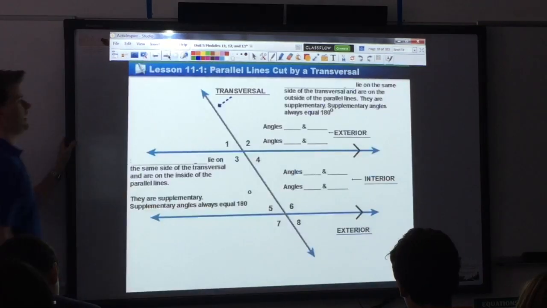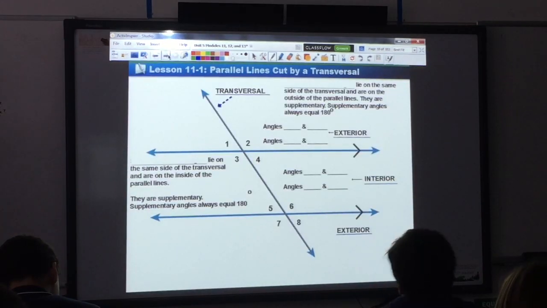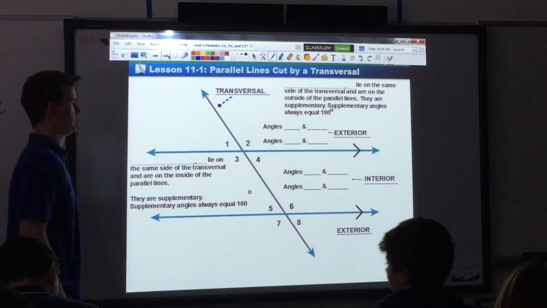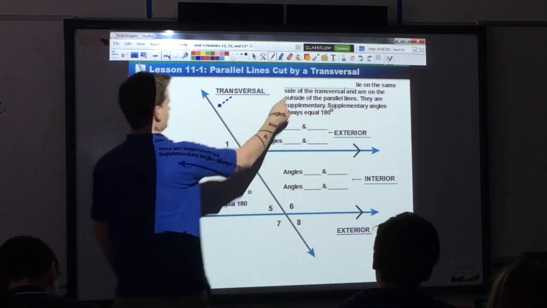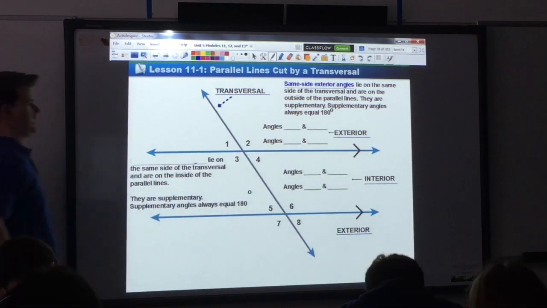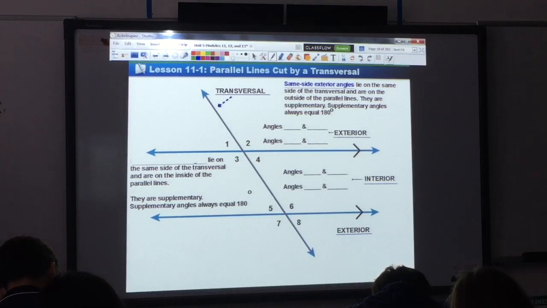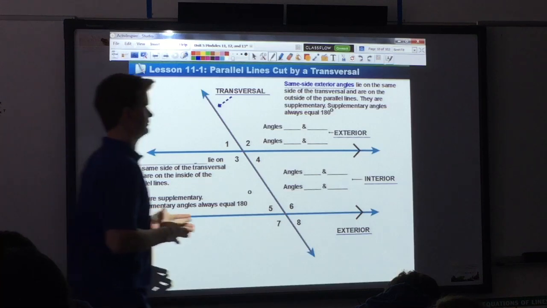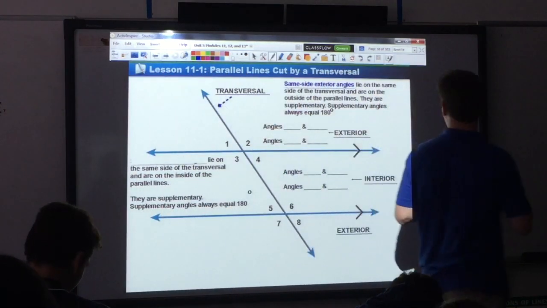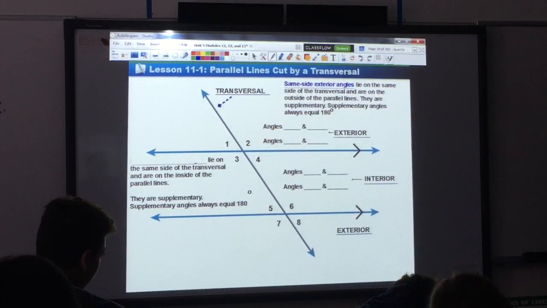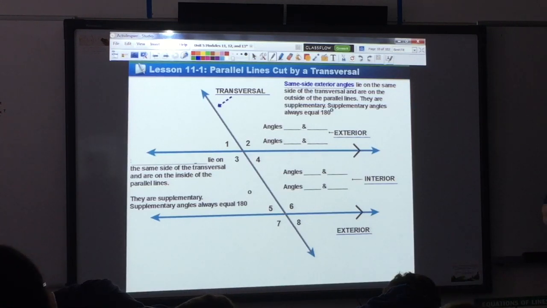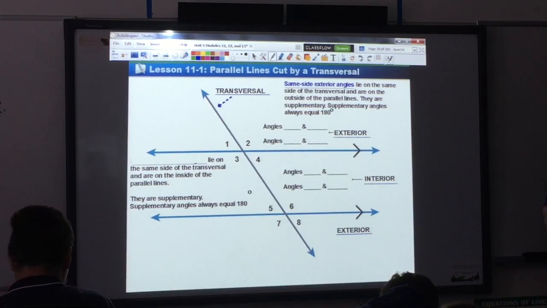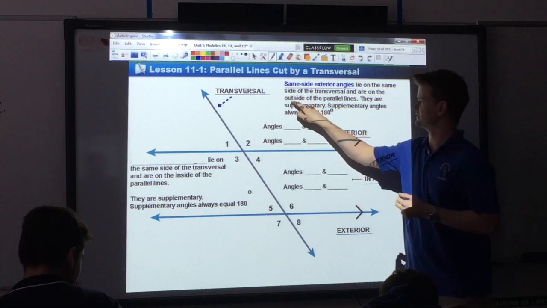Alrighty, so back to the transversal. We still have more lines to talk about. Still have more angles to talk about. The next set, same side exterior angles. So same side of the transversal, they are exterior. They lie outside of the parallel lines, and unlike all the other angles we talked about so far, they're not congruent. What they are is supplementary.